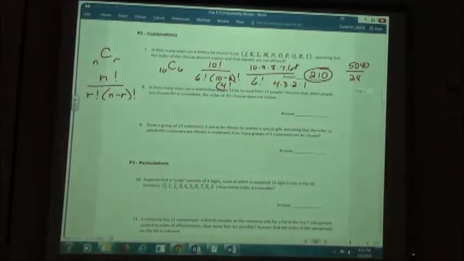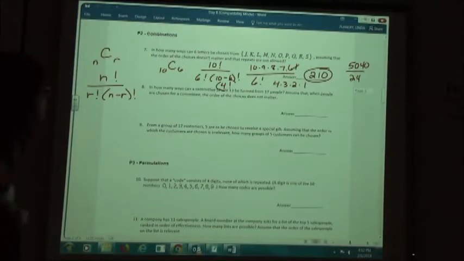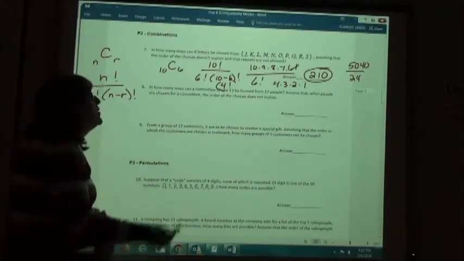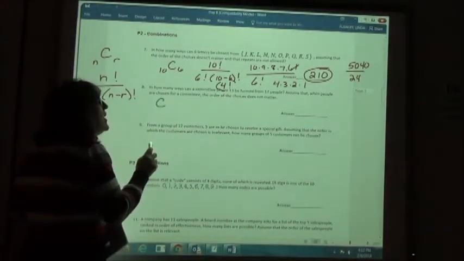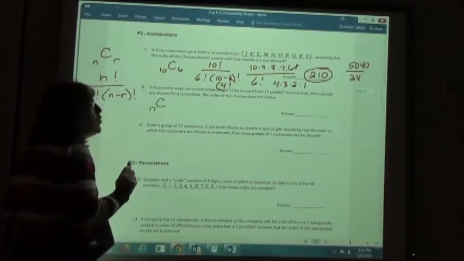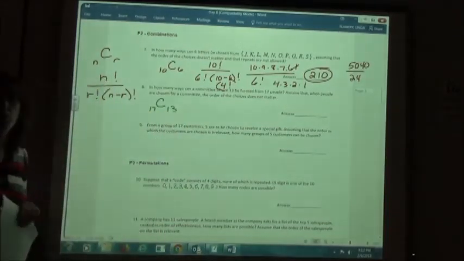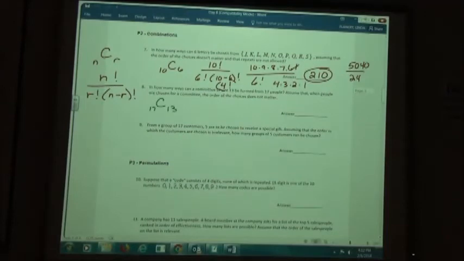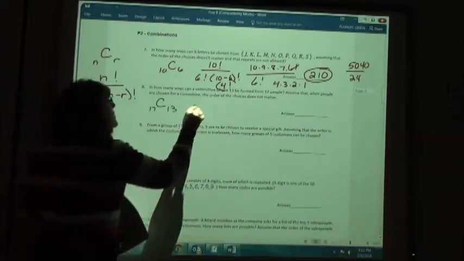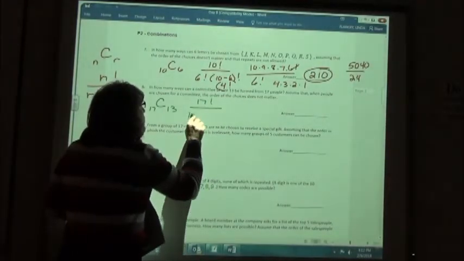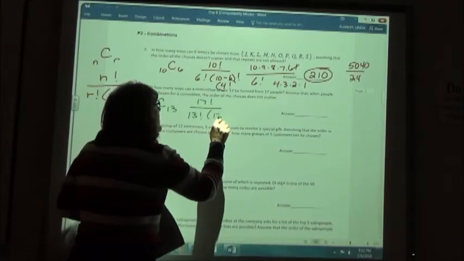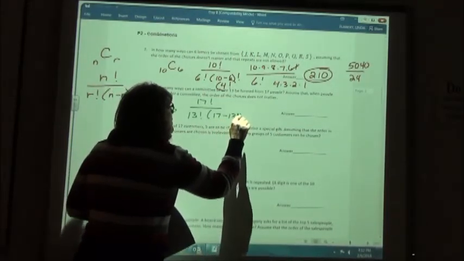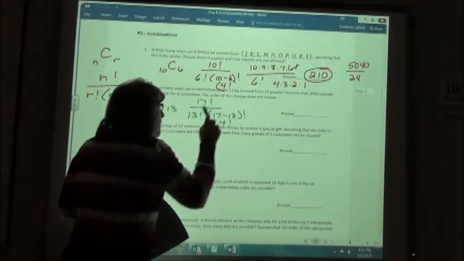So number 8, in how many ways can a committee of 13 be formed from 17 people? Assume that when people are chosen for my committee, the order does not matter. So if the order doesn't matter, I'm doing a combination. I have 17 total people. I'm going to choose 13 out of that 17. How many different ways can I do that? So 17 factorial over 13 factorial, and then I'm going to have 17 minus 13 factorial, which is 4 factorial again, right?